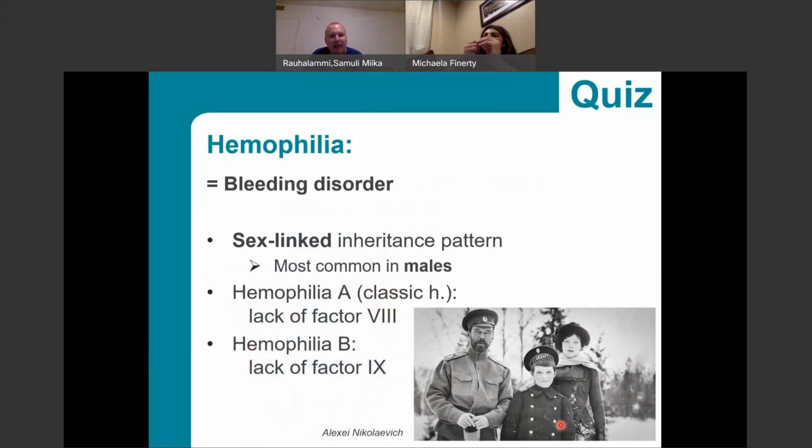There is a question about hemophilia. That was the bleeding disorder that I told you that I have. So this is sex-linked and inherited from your parents. It is more common in males, so it gets inherited to males. There's 2 types. Hemophilia A is the classic hemophilia, which is characterized by the lack of factor VIII, and hemophilia type B, lack of factor IX. So just as long as you know that that's sex-linked, common in males. You're doing well.